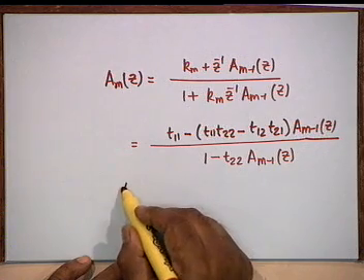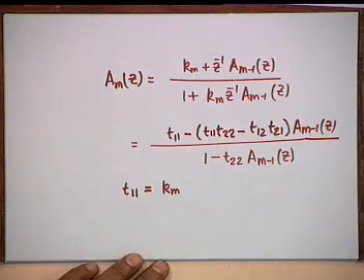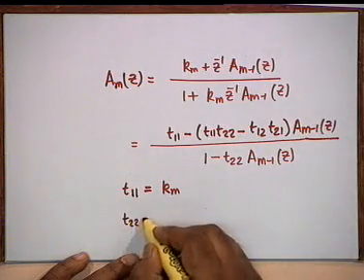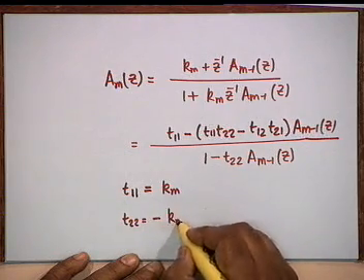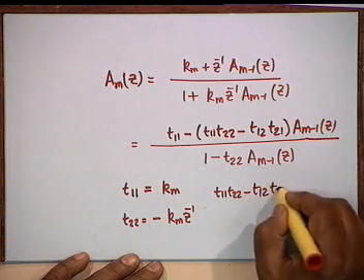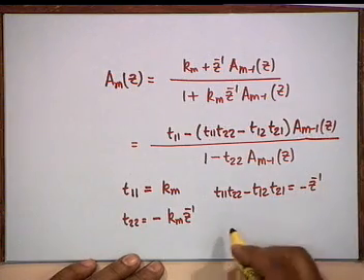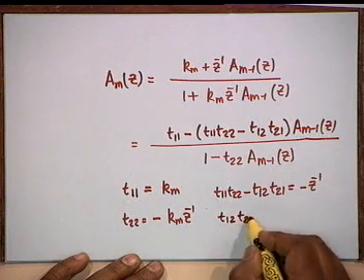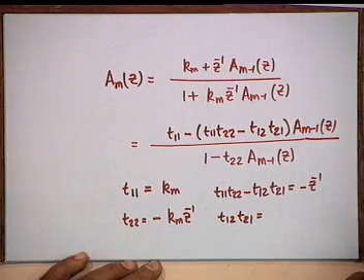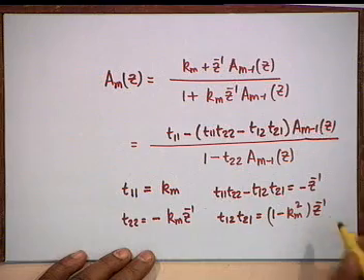Obviously T11 should be equal to Km. Agreed? T11 should be equal to Km because A(m-1) Z occurs here. T22 should be equal to minus Km Z inverse, very good, and T11 T22 minus T12 T21 should be equal to minus Z inverse. Okay, that is, T12 T21 should be equal to 1 minus Km square multiplied by Z inverse, right?